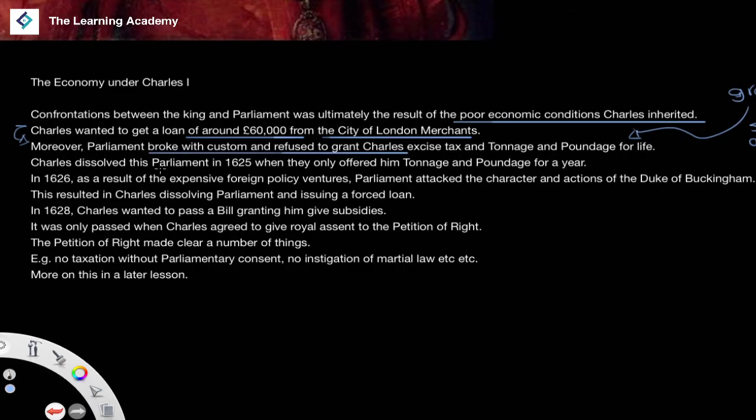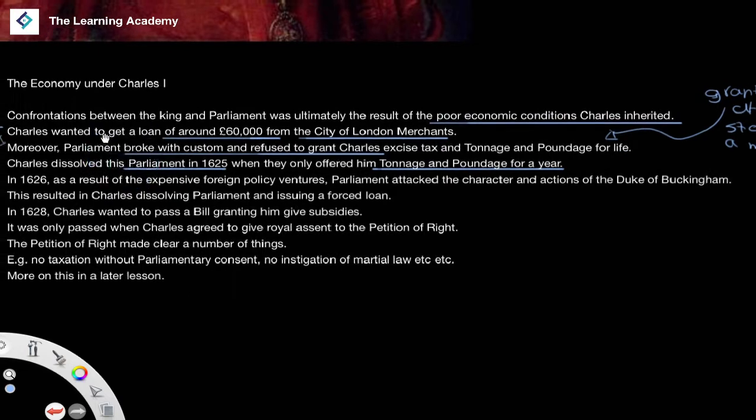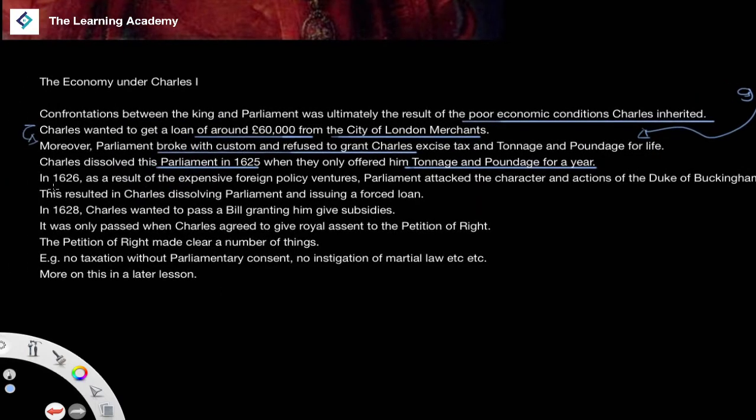As a result of this, Charles dissolved this parliament in 1625, when they offered him tonnage and poundage, but for only 1 year rather than for life. So we can see they broke with tradition, and in response to that, Charles decided to just dissolve parliament, as is his right.